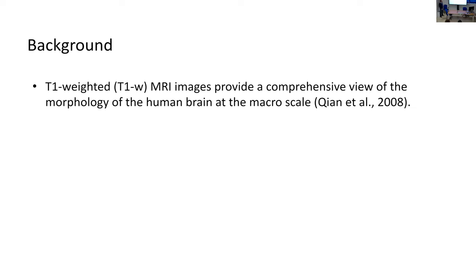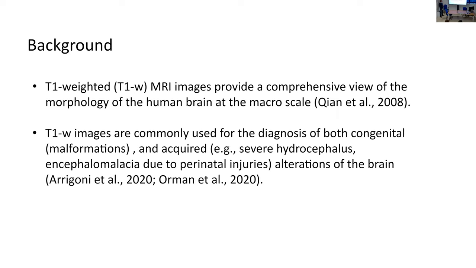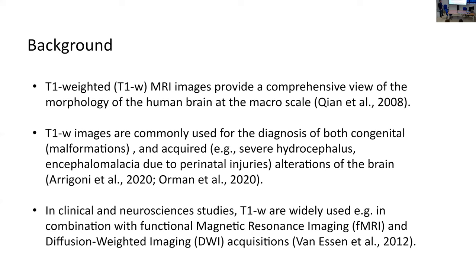So, background. T1 weighted images are the most used images for exploring the morphology of the brain, thanks to the quality of the image, the high resolution and high contrast between the principal tissues of the brain. T1 weighted images are commonly used for diagnosis, for example, of congenital and acquired alterations of the brain. They are also used in clinical and neuroscience studies, often in combination with other kinds of magnetic resonance imaging, after several kinds of preprocessing and processing to analyze them and retrieve meaningful information.